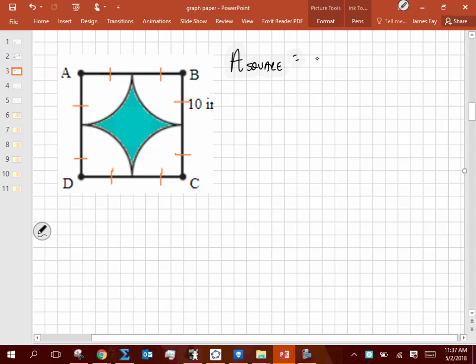Okay, side squared. And what is a side right here for me? 20, right? This distance right there is 10. So side is 20. So 20 squared is 400. So 400 square inches. Okay.